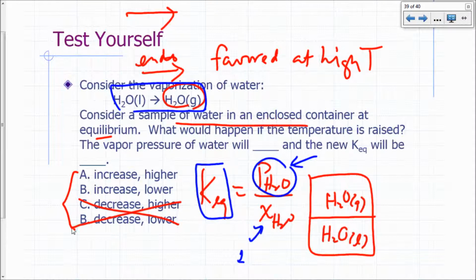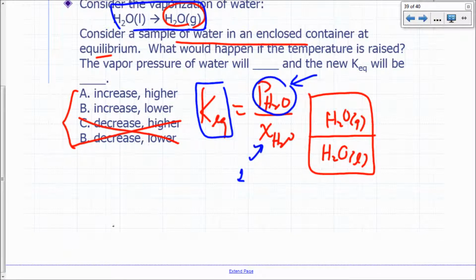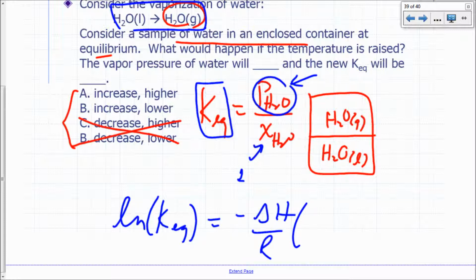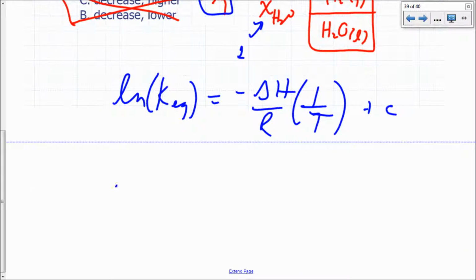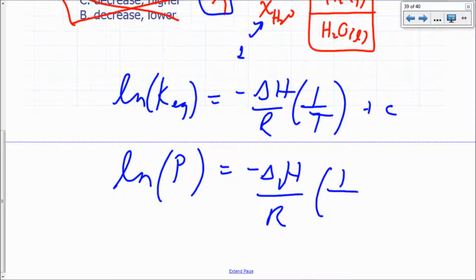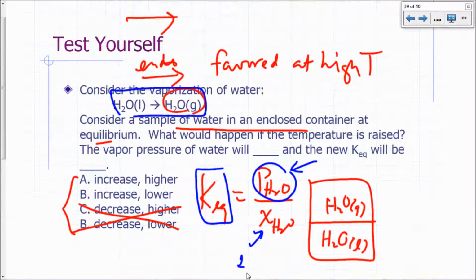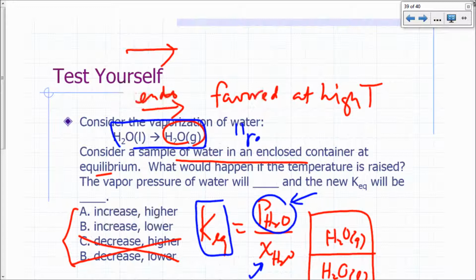That is why the van 't Hoff equation for this, ln KEQ is equal to minus delta H over R, 1 over T plus a constant, is essentially the same as the Clausius-Clapeyron equation, which is ln of P, the vapor pressure, is equal to minus delta H vaporization over R times 1 over T. And delta H vaporization is the delta H for this so-called reaction. If you can think of this as a reaction, then the delta H for this reaction, in quotes, would be the delta H for the vaporization of water.